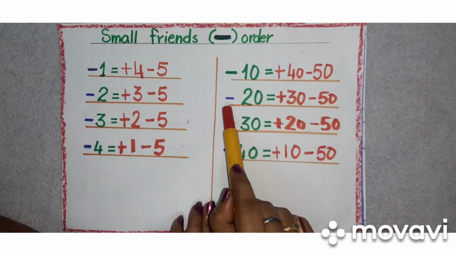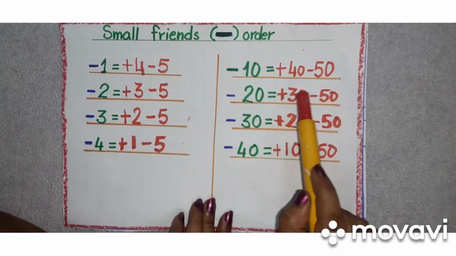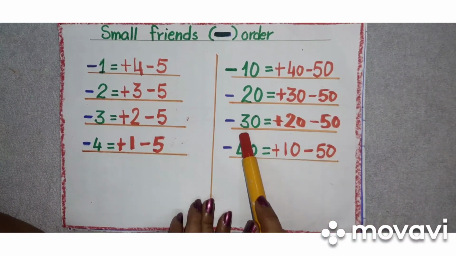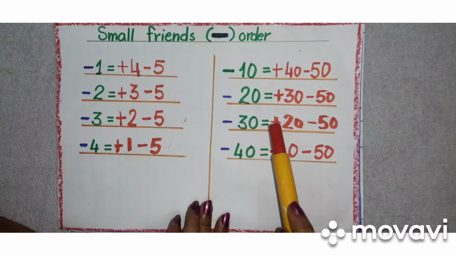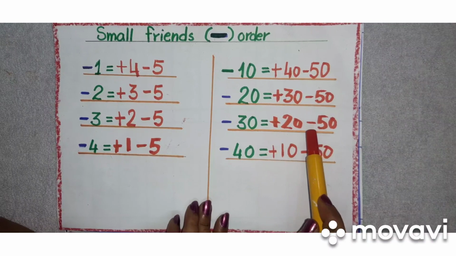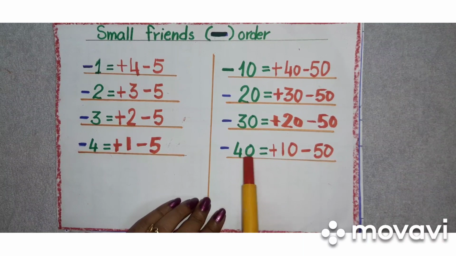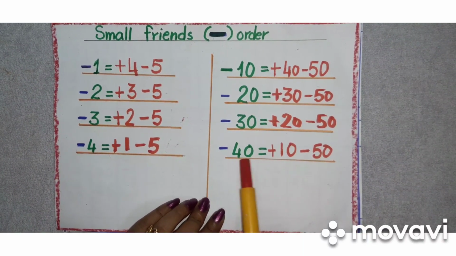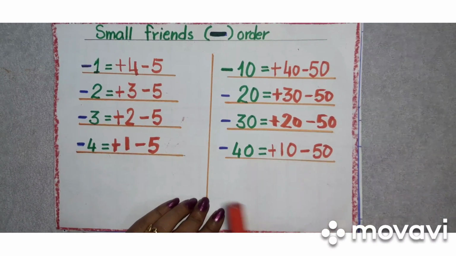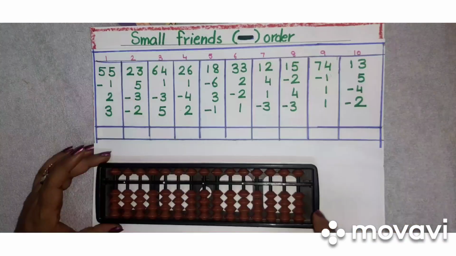So in that same case, if it is less 20, 20's friend is 30. So add your friend 30 and less your small boss 50. Now same thing, children, if it is less 30, the friend is 20. So it is add your friend 20, less your boss 50. And the last concept, children, if it is less 40, in that case what will we do? 40's friend is 10. So add your friend 10 and less your small boss 50. This concept is clear. We have done it in the story also.